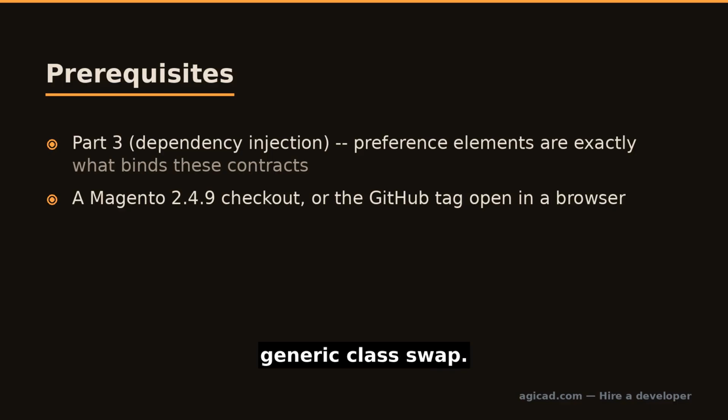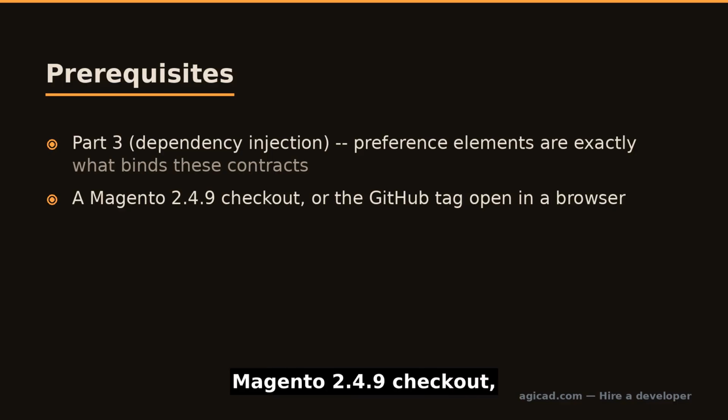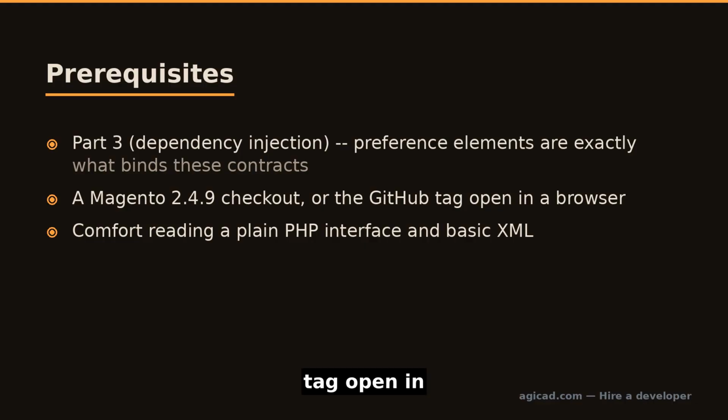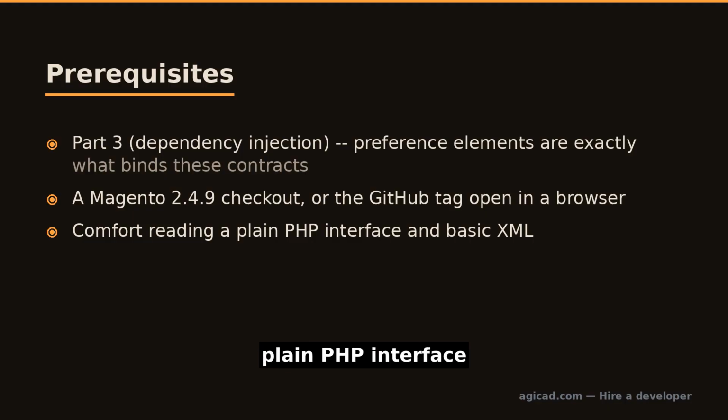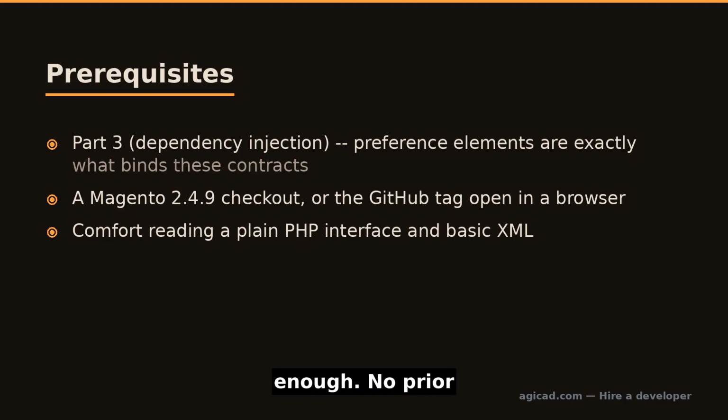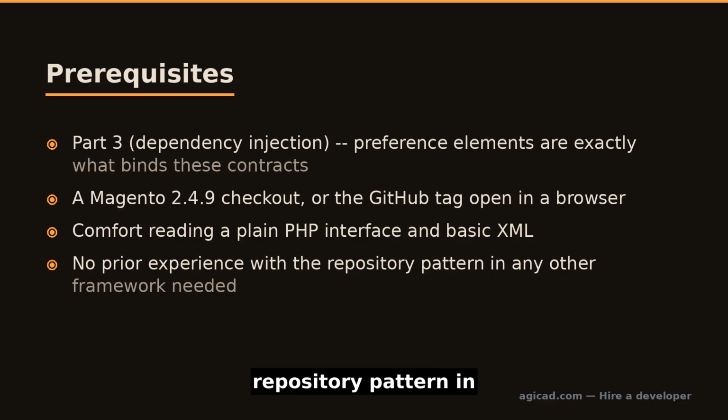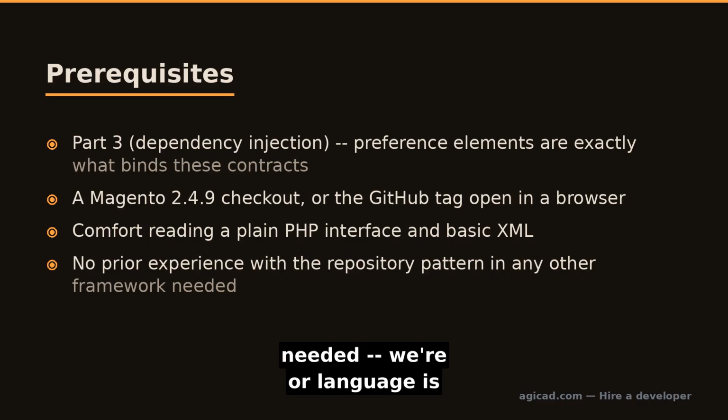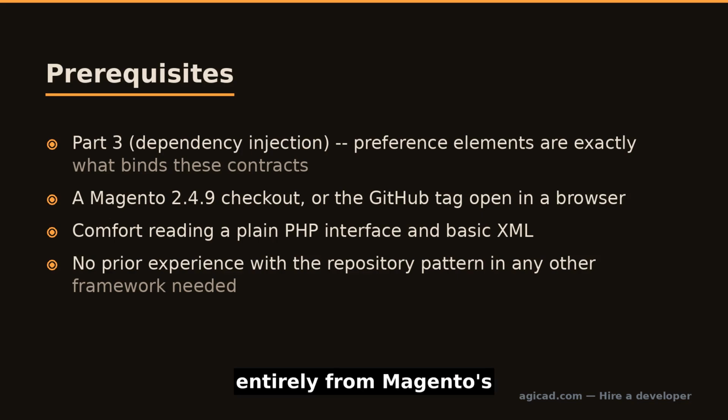Either a real Magento 2.4.9 checkout, or the GitHub tag open in a browser tab. Comfort reading a plain PHP interface and basic XML is enough. No prior experience with the repository pattern in any other framework or language is needed. We're building the vocabulary entirely from Magento's own real source.